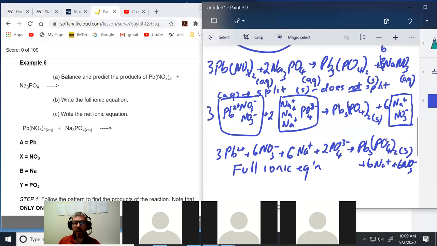A common question I get from people is, oh, do you have to put the charges on? The answer is yes, because ions are charged particles, and in order to have a full ionic equation, you have to show the particles. You have to show the charges. So that's the full ionic equation there. Does anybody have any questions?